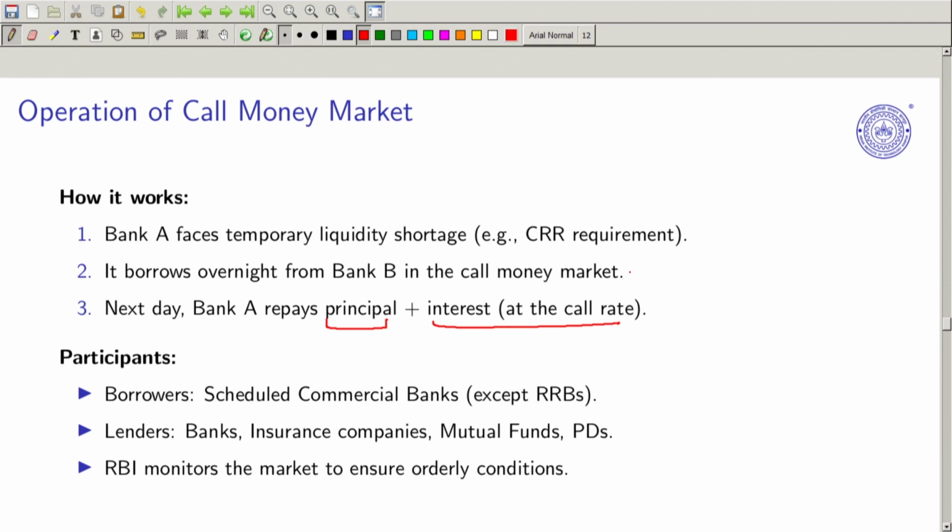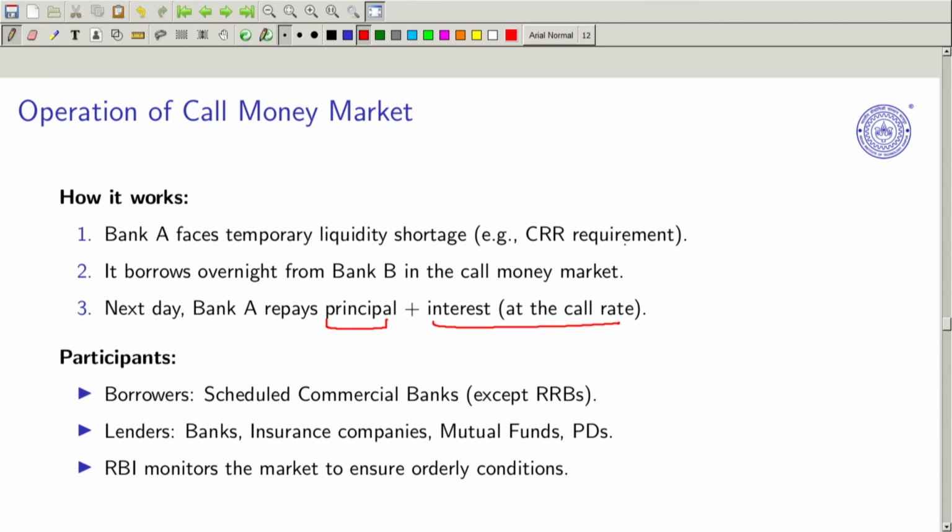Participants are mostly the scheduled commercial banks, right, which are included in the schedule of the RBI. It can have both private and government banks. Lenders: banks, insurance companies, mutual funds, and the public dealers that we have, right. And then it is called primary dealers. So primary dealers, those who are involved in the borrowing and lending.